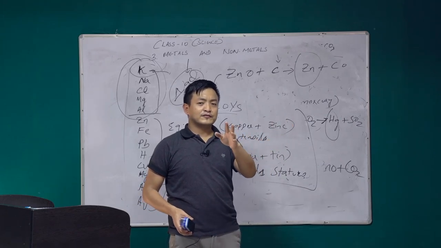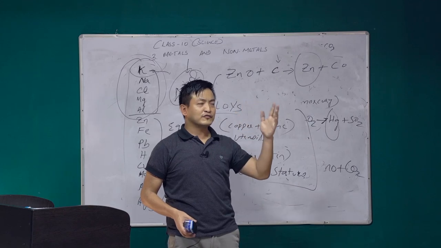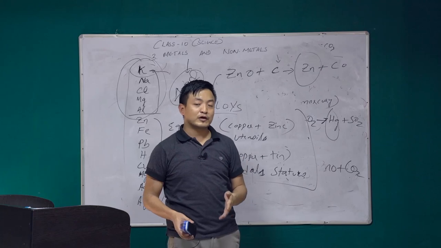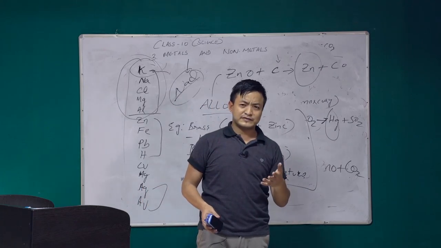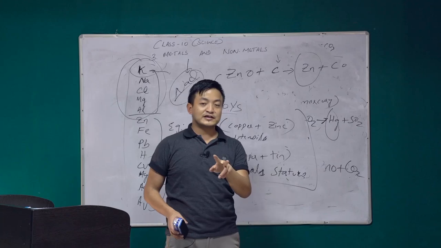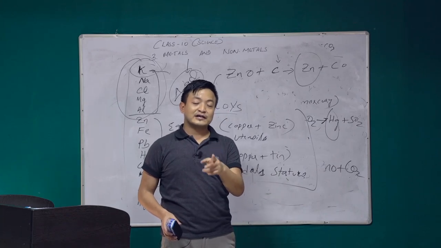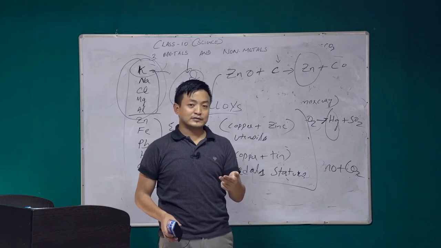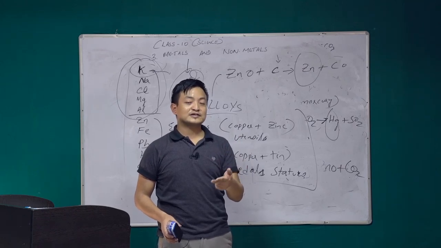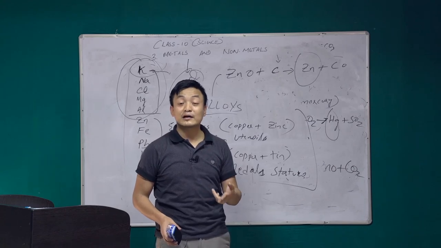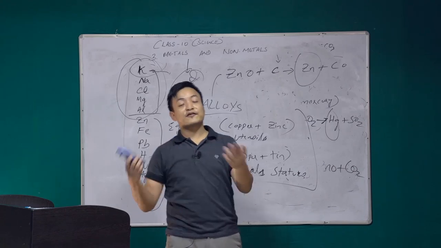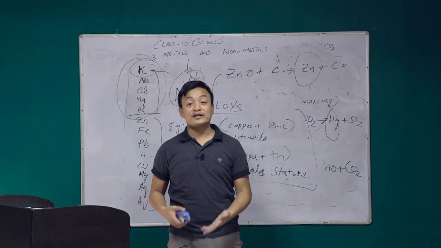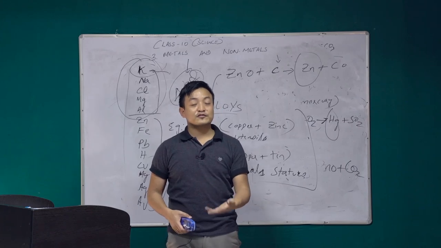For the highly reactive ones, we have to apply electrolytic reduction. For the moderate, the medium elements, we apply roasting for sulfide ore and calcination for carbonate ore. Then we get metal oxide. For this metal oxide, we use a reducing agent like carbon to get pure metal. After that, when we get pure metal, we can send it for refining. Now, the third one is for the least reactive.